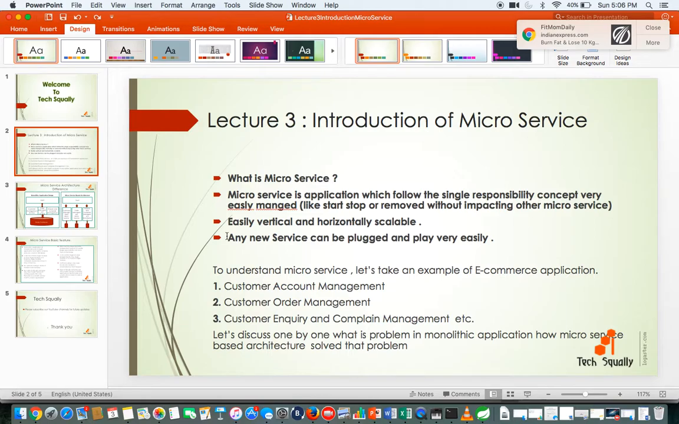The application which has all these basic 4 features is called a microservice: single responsibility, easily manageable, easily vertically and horizontally scalable, and easily plug and play.